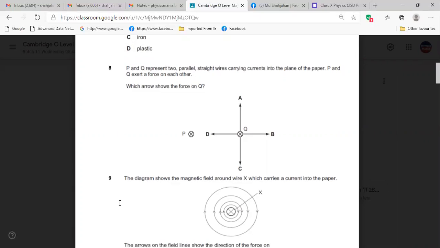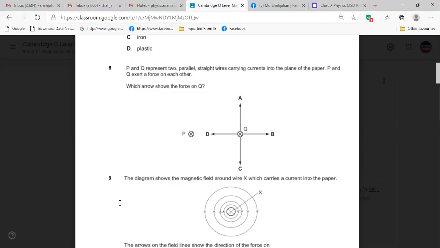Then if they are in the same direction, they should attract according to our learning, right? Yes. So according to our learning, they should attract each other. So the answer should be D. Actually, in our next topic, topic 22, you will learn more about how it is D. That time we will discuss.